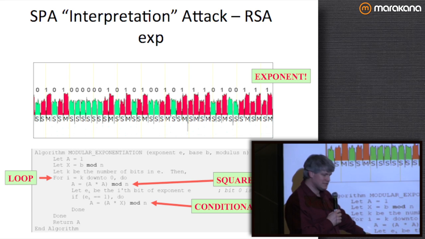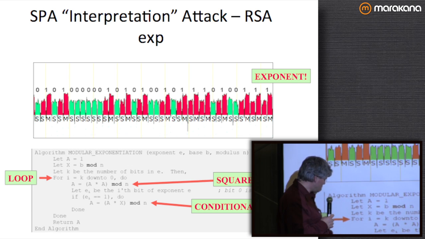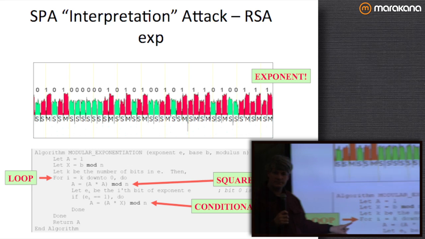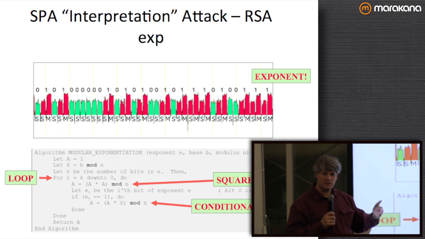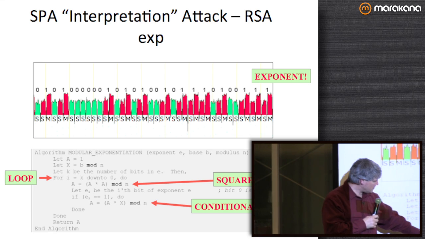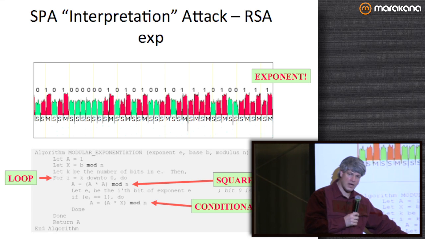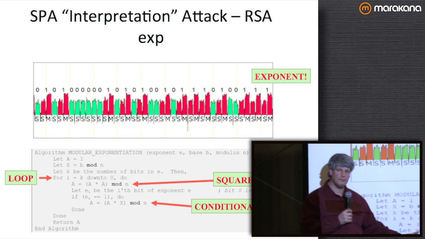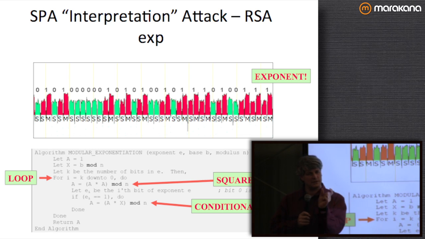this if statement doesn't take 0 time. Also, this loop return statement doesn't take 0 time. Right? So there's some time difference whether or not this then part gets executed, even if the squares and the multiplies take identical amounts of time, there's going to be a different gap.